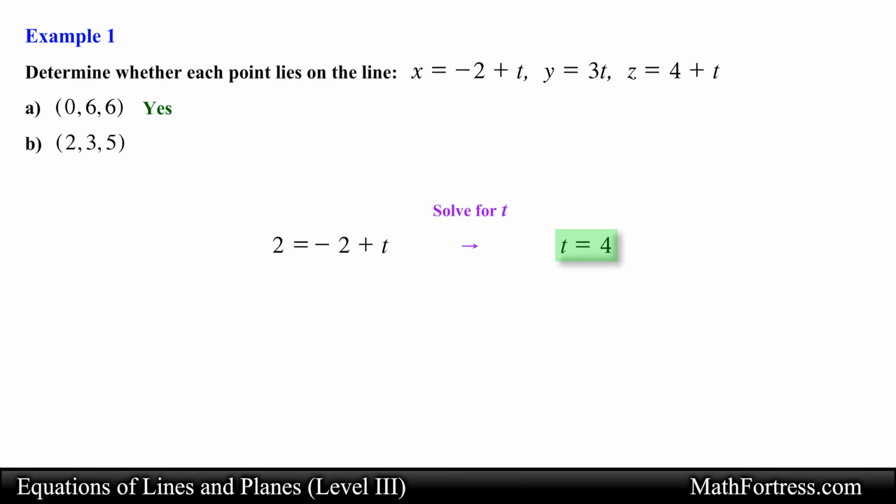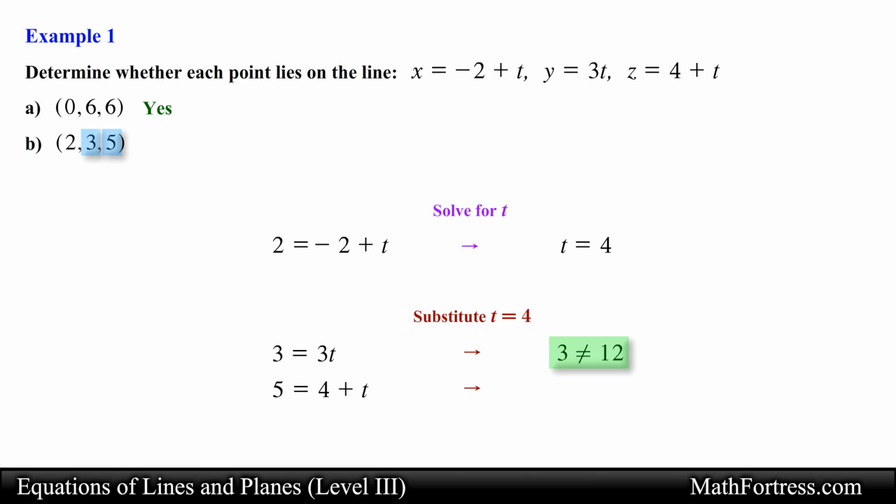So we substitute the x-coordinates into the first parametric equation and solve for the parameter t. Now that we have this parameter, let's substitute it into the other 2 parametric equations and check to see if we obtain the same y and z coordinates of the point in question. Notice that the second parametric equation is not satisfied. And at this point, we can stop here, since we only need one parametric equation to be false to conclude that this point is not on the line.